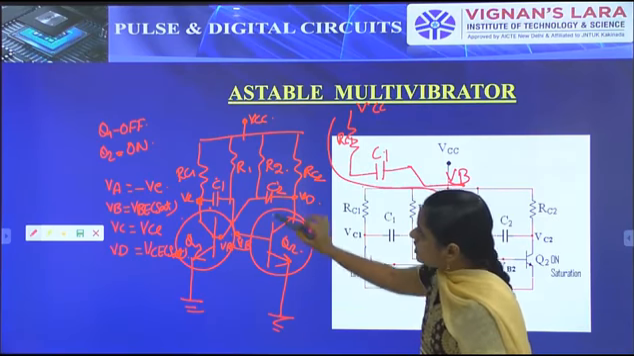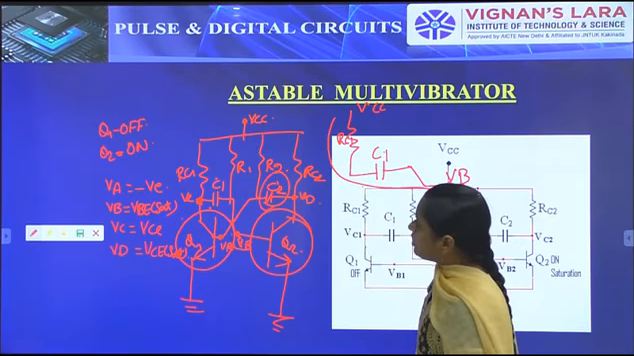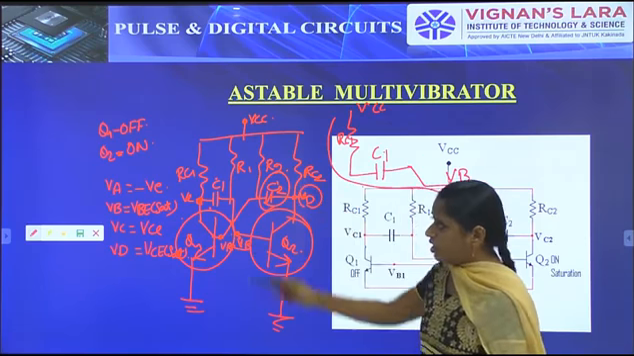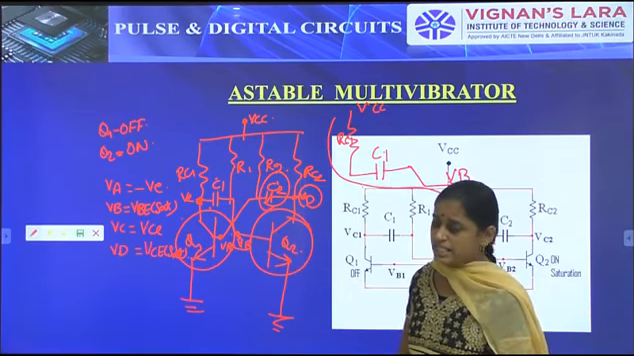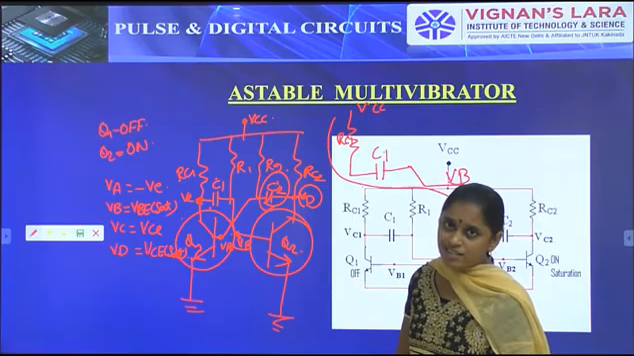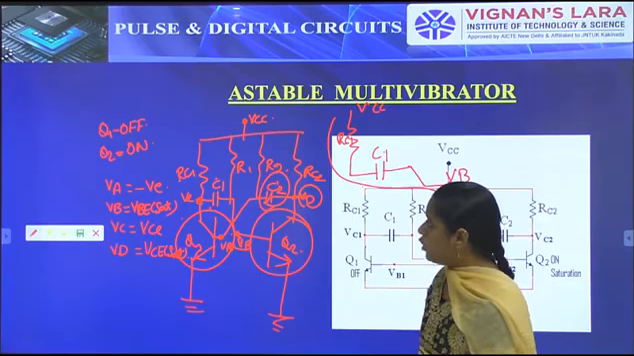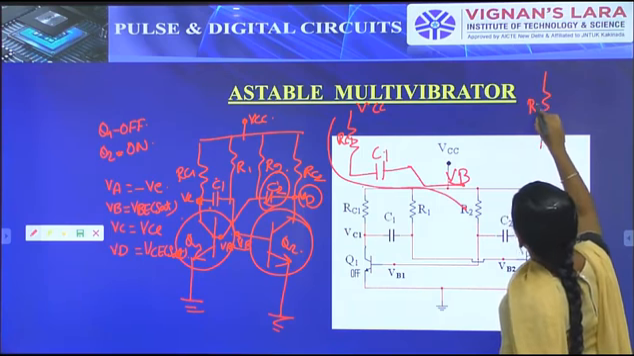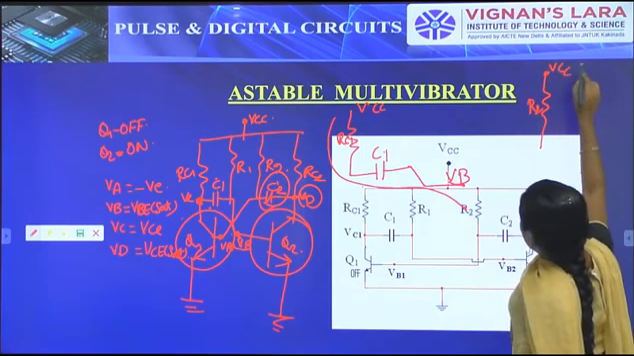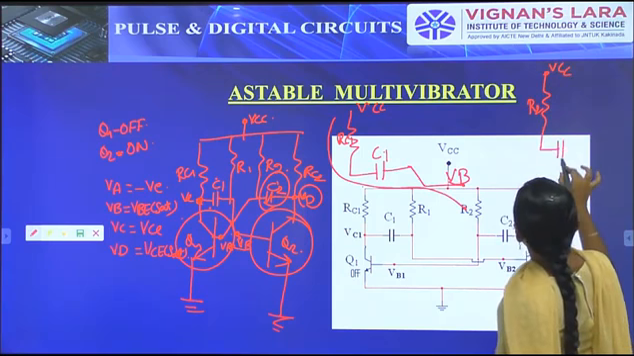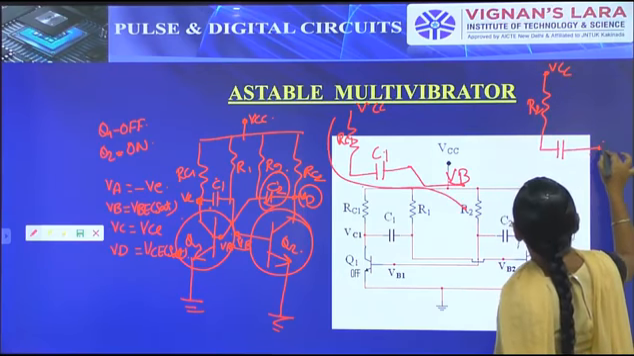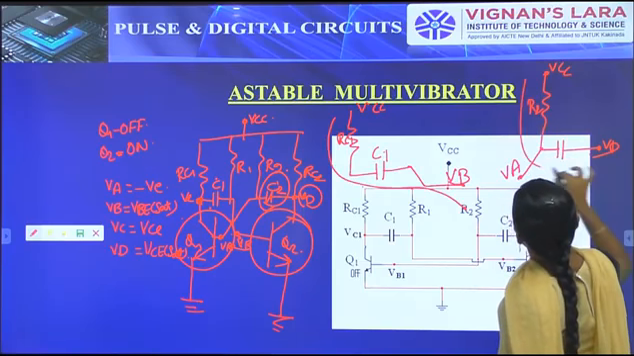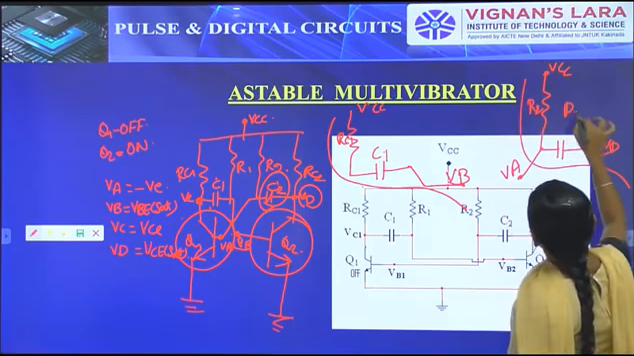At the same time, what is the condition of C2? C2 is connected between VCE sat and so that is negative. So during this time capacitor C2 starts discharging, and the path will be like this: R2 and VCC, then the capacitor, then VD, and the other terminal will be connected onward. So the discharging path will be like this.